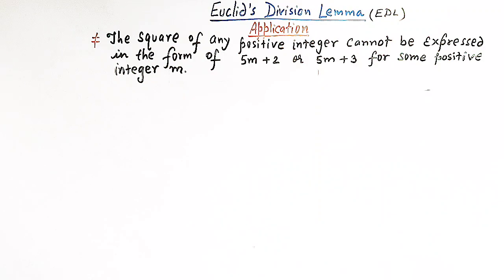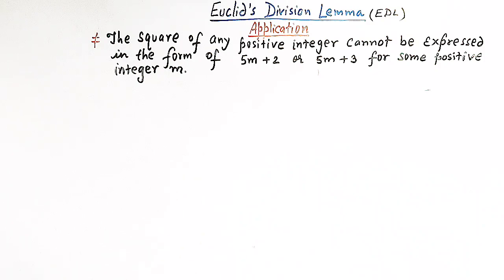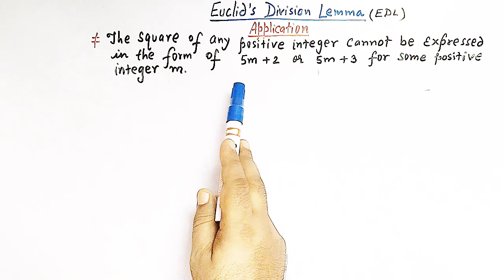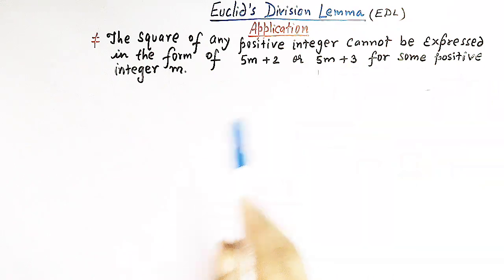Hello viewers, in today's session we are going to discuss one important application of Euclid's division lemma, right? Here we have to prove, using Euclid's division lemma, that the square of any positive integer cannot be expressed in the form of 5m plus 2 or 5m plus 3 for some positive integer m, right? So this statement can be proved using the concept of Euclid's division lemma, right?